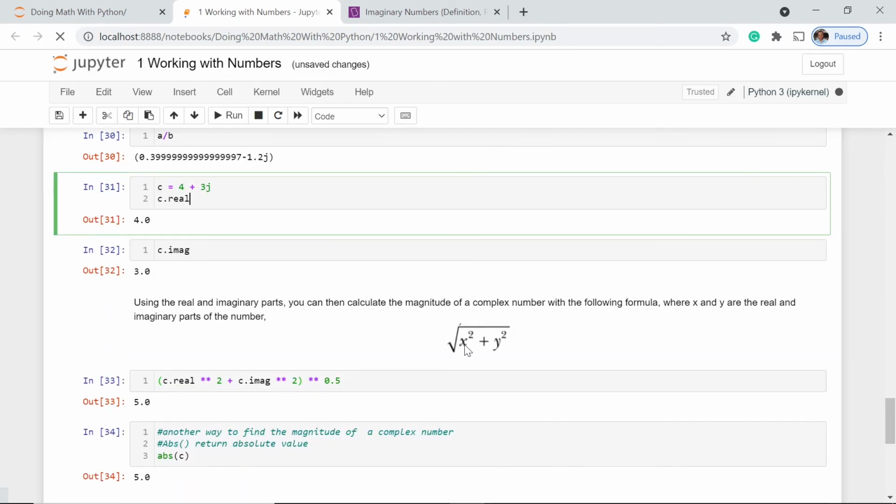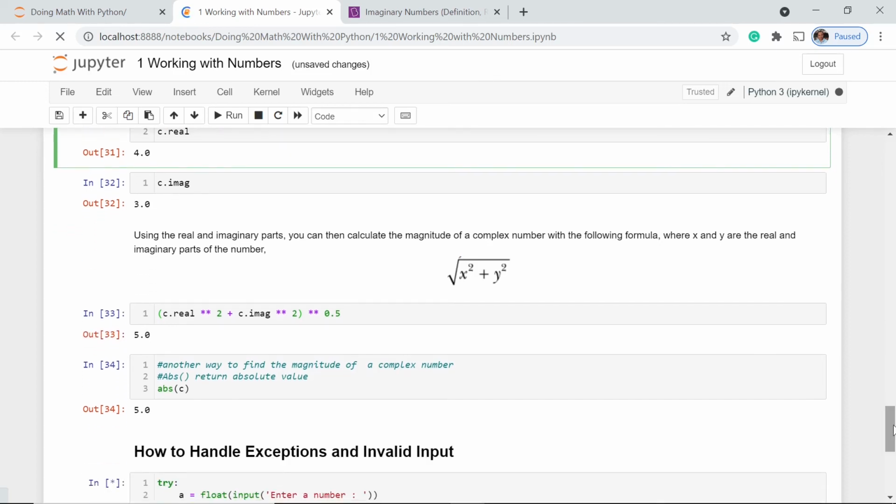So why is this? 4 times 4 will give us 16, and 3 times 3 will give us 9. So 9 plus 16 will give us 25. And because we want to get the square root of 25, we use here 0.5, which is equivalent to 1/2. We have here 5. I think that's now very clear. And what if we want to get the absolute value of something? What we do here is just use the abs function. So what's the absolute value of c? Then this will give us 5.